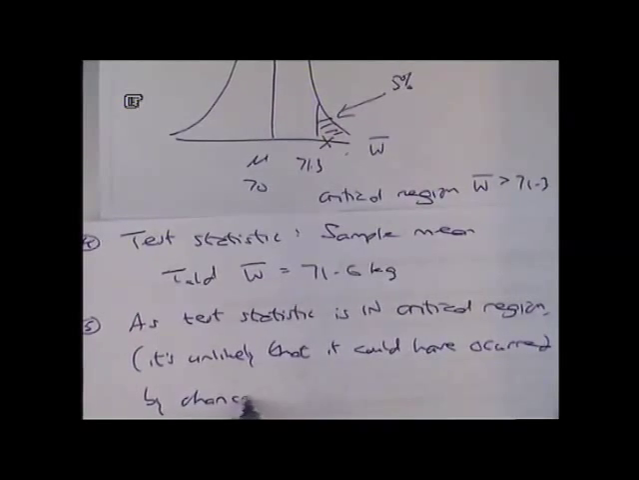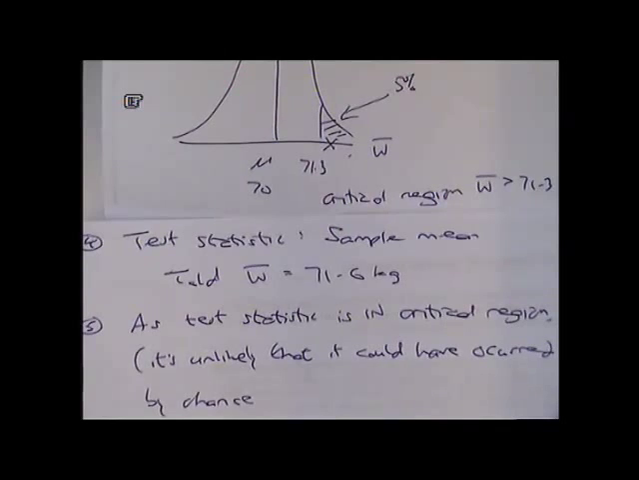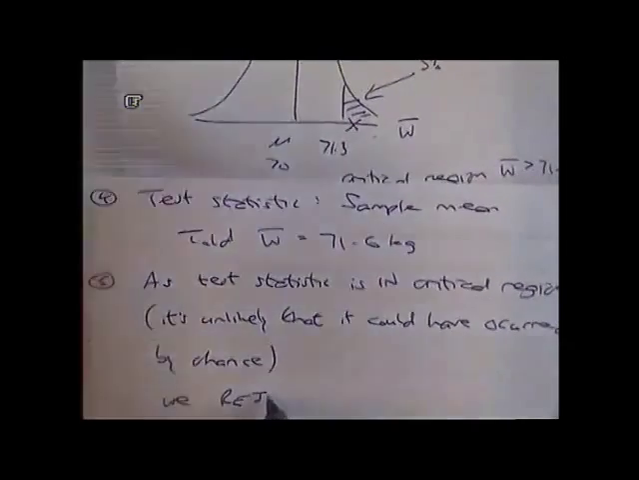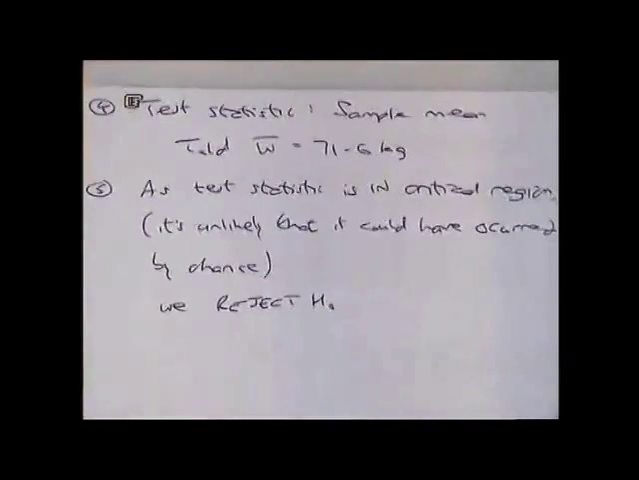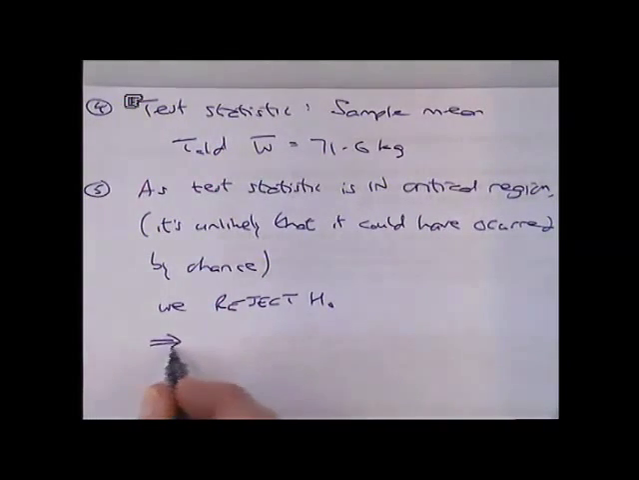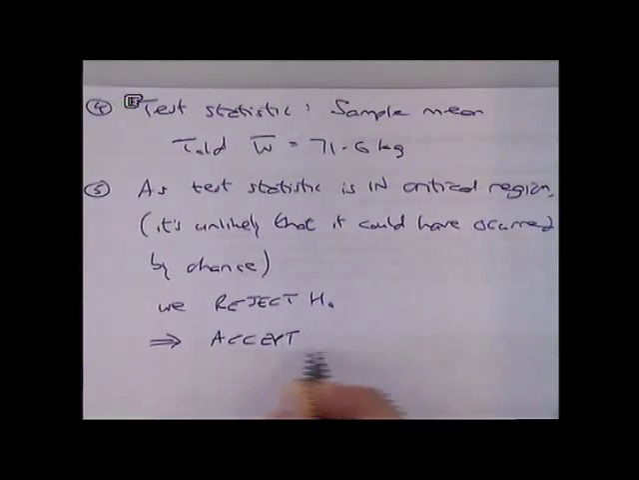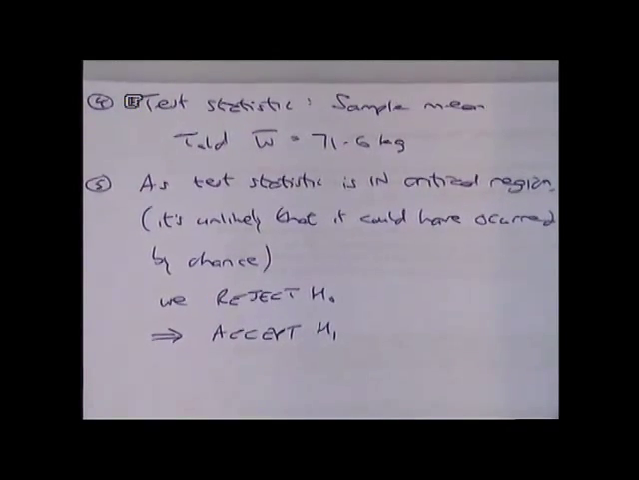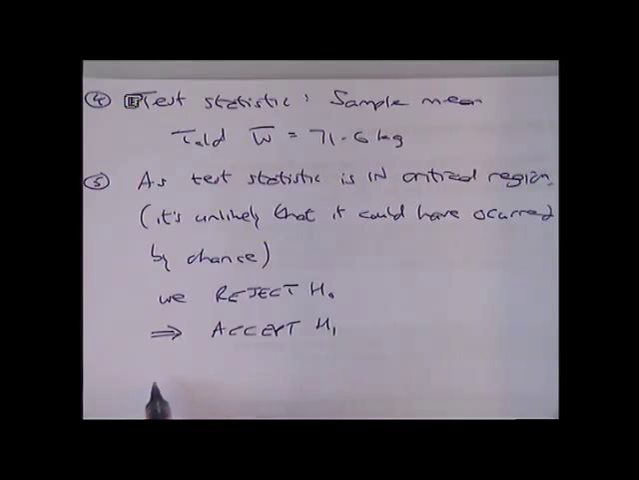I've got to stop the video there because I've run out of time for this clip, and I'll continue in another one. So, it's unlikely it could have occurred by chance. What we do is we reject H0. You reject H0 if you're in the tail. And if we reject H0, we have no choice but to accept H1, our alternative hypothesis.